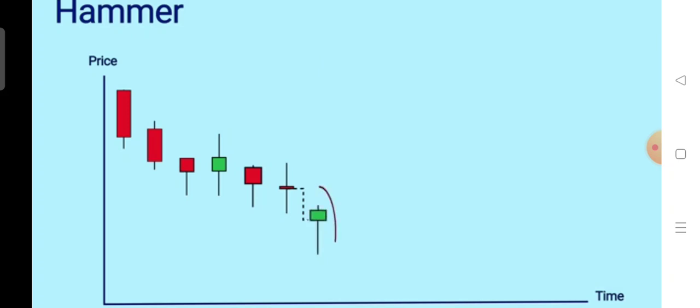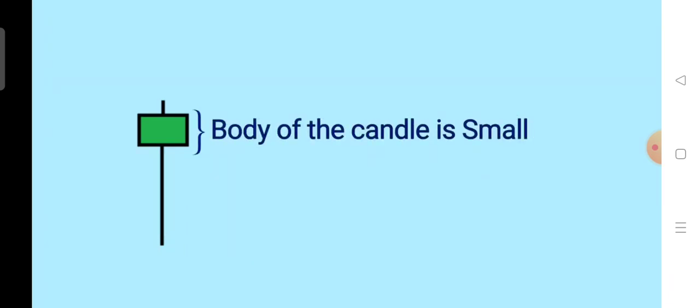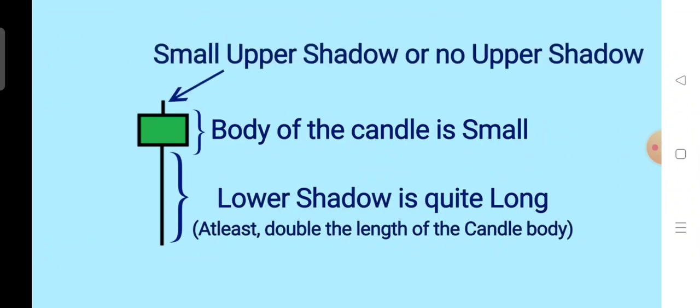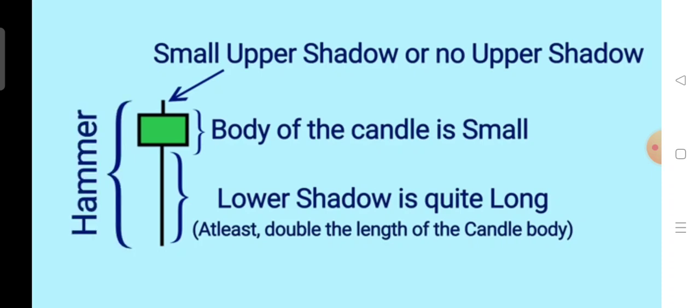Eventually, we get a candle where the close is in the proximity of the opening price. So the body of the candlestick that is formed is small, and the lower shadow should be quite long. Ideally, there should be a very small upper shadow or no upper shadow. Now, this candle looks like a hammer, doesn't it?